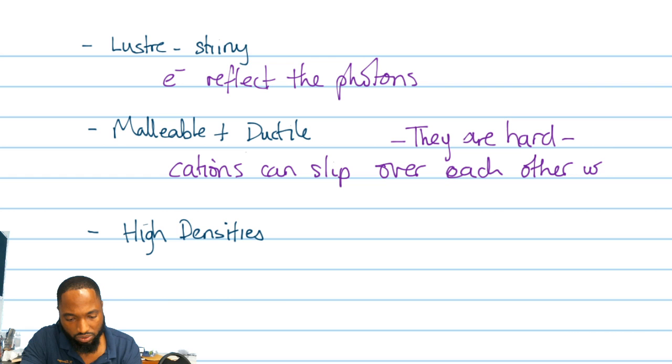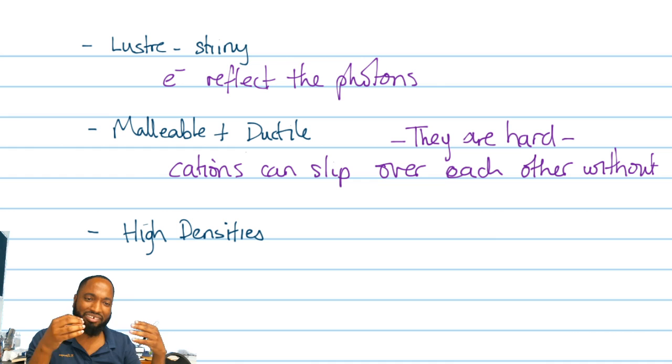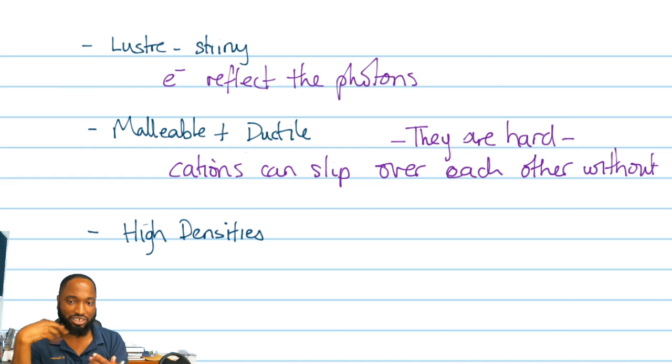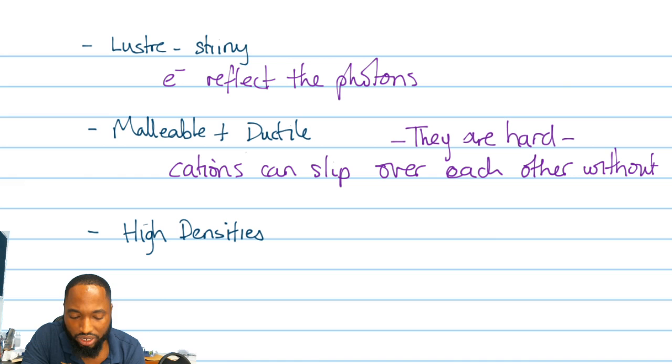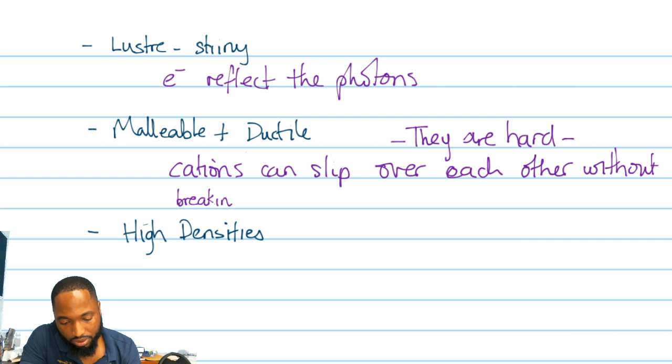So the bonds are not really directional, and it doesn't have to stay that way. You understand? So if it breaks, it breaks along a line like that, brittle. It will bend and slip over each other without losing the bond. They can roll around to change positions without breaking their bonds. Yes. Without breaking the bond, the metallic bond.